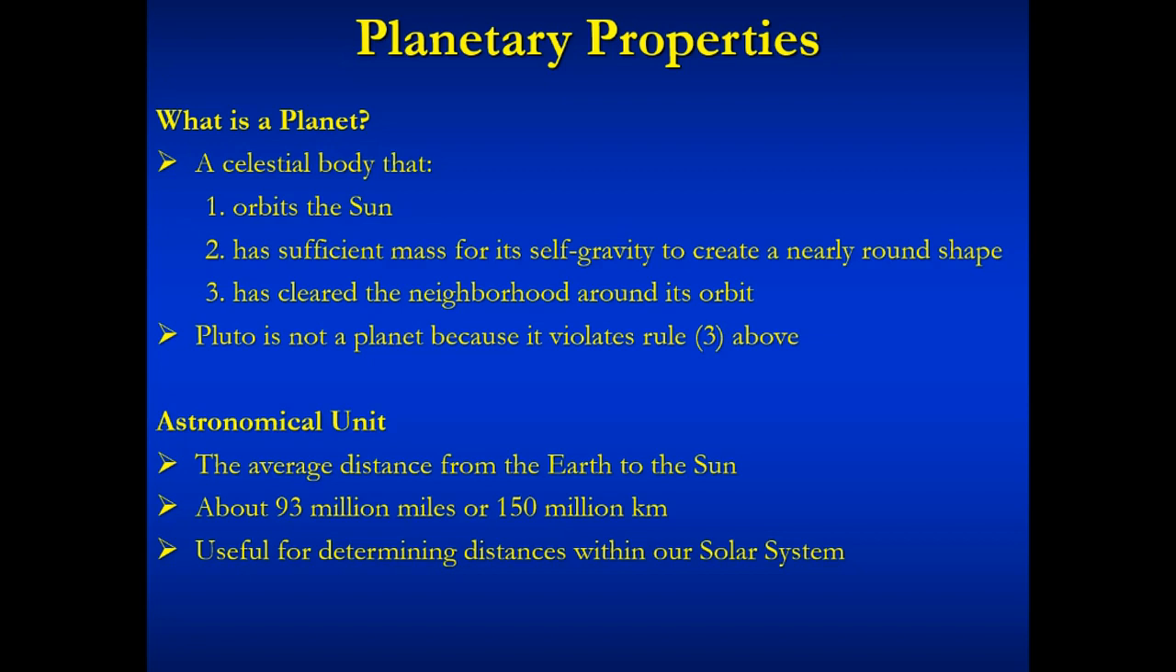The distances in our solar system are measured with astronomical units. One astronomical unit is about 93 million miles or 150 million kilometers. We needed a measuring system in our own solar system that made more sense than kilometers, because talking about hundreds of millions of kilometers, it's easier to use a more standard unit of measure. And so the standard unit of measure in the solar system and our own planetary system is the astronomical unit.